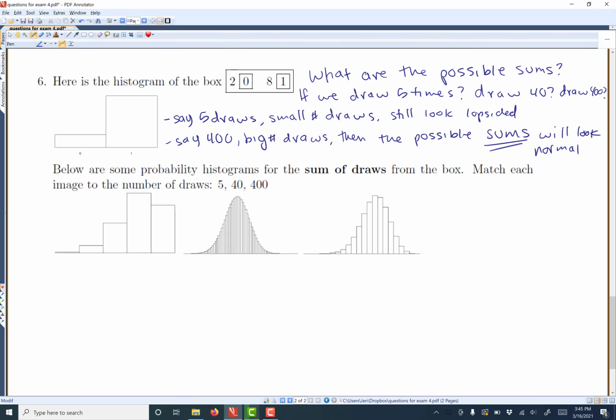Okay, so again, you don't have to look at this and say, oh, well, that one would have to be like 5 versus 10 or something, but you should be able to say 5, 40, and 400, you should be able to pick out which one had to be which. So like this one is lopsided. So it would have to be the smallest number of draws. So the smallest number of draws is 5. This one is the most normal. So that would be the biggest number of draws. So 400. And then the last one is just 40 by process of elimination.